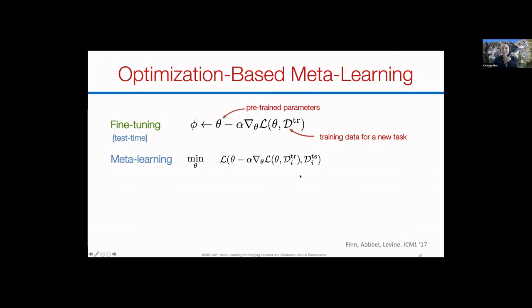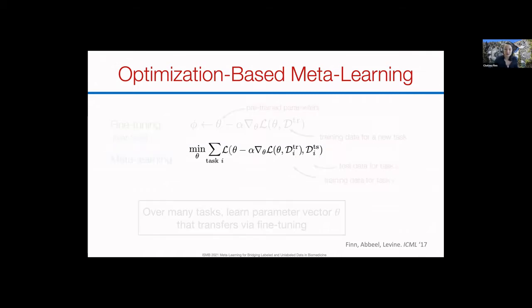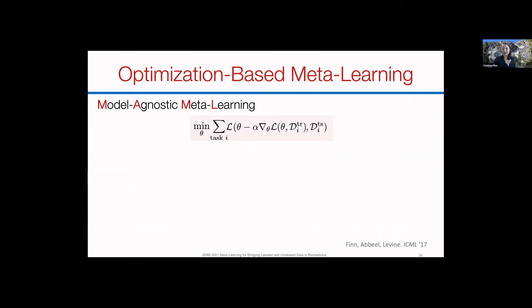And importantly, we're going to do this optimization not just over one task, but over all of the tasks that we have in our meta training set. And so essentially, over all of our meta training tasks, we're going to learn a parameter vector or an initialization that transfers well via fine-tuning. So we're learning an initialization for fine-tuning that allows fine-tuning to work with a small number of examples. Okay, so this is referred to as model agnostic meta-learning, or MAML. And the reason for that is that essentially this process, this optimization, is agnostic to the model and the loss function as long as they can be amenably used with gradient descent.